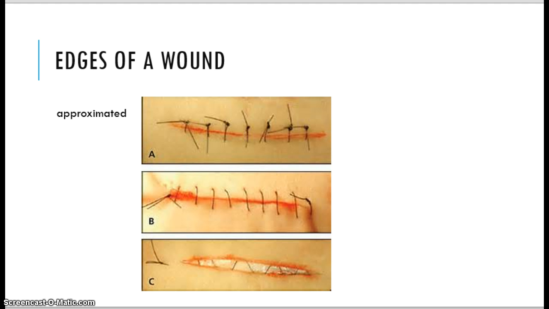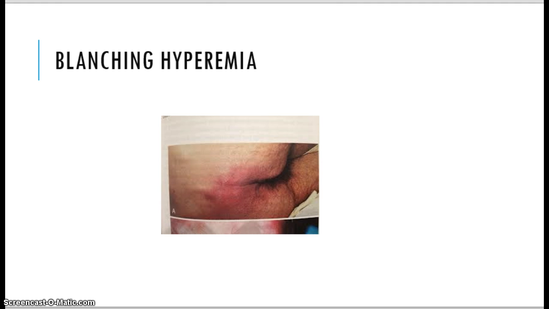Our types of edges should be approximated. That's what we want. Picture A and B are very well approximated. The edges fit together nicely. Picture C is not approximated. The edges are coming apart. Blanching hyperemia is where you note redness of the skin from dilation of the superficial capillaries.